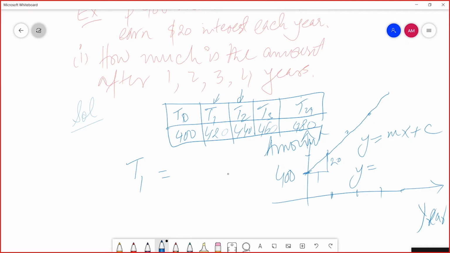So it's 1/20. No, rise. Rise is not... Oh, 1 over 20. It's 20 rise over 20. 20 over 1 because this is 1 year. Yep. So what can you help me to write the equation now?